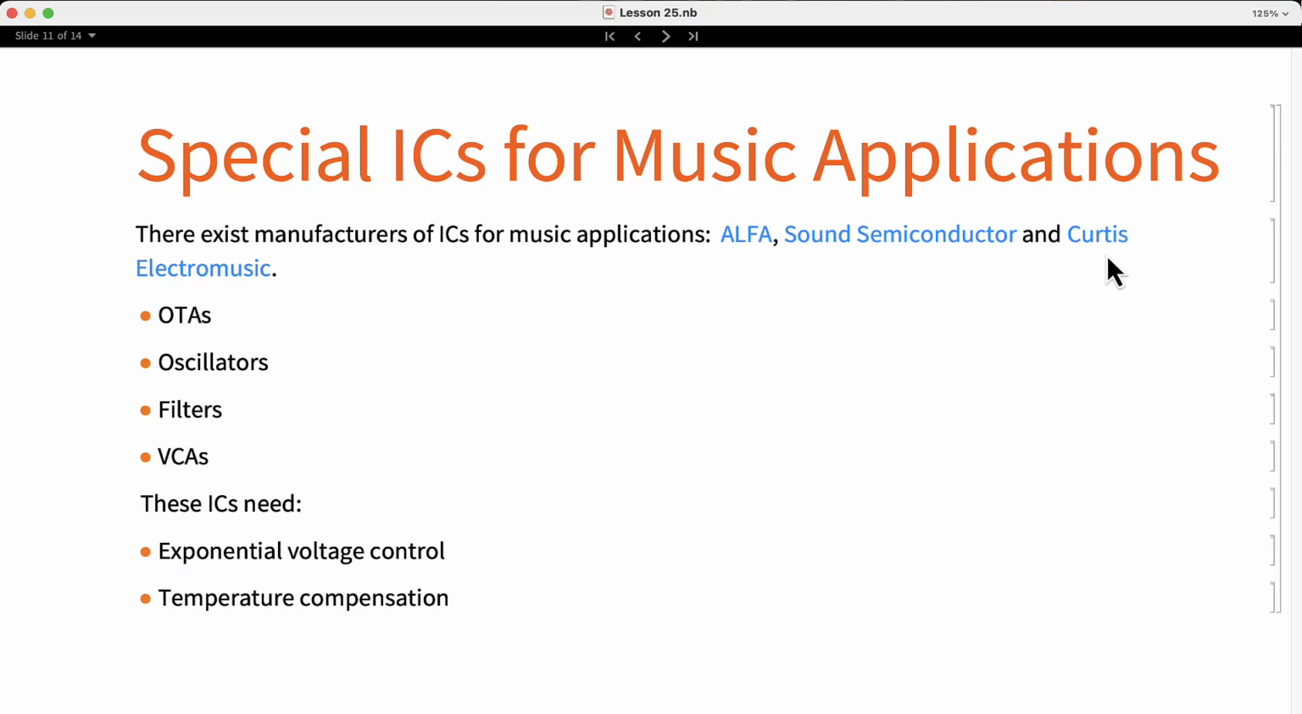There are a few small semiconductor companies that fabricate special integrated circuits for musical applications. I have used ICs by Alpha, Sound Semiconductor, and Cortes Electromusic. Over the years, these ICs have been used in multiple analog synthesizers because they perform many common operations in a single IC. We can find OTAs, oscillators, filters, and voltage-controlled amplifiers. These circuits have the following advantages.